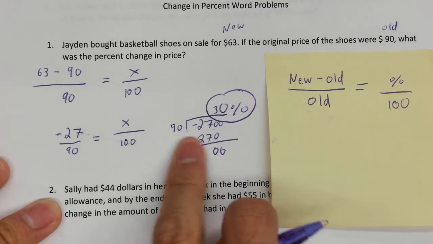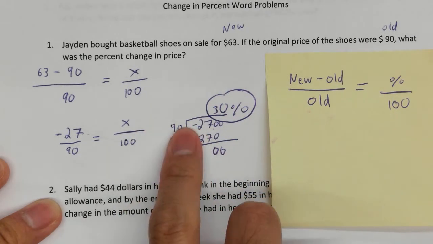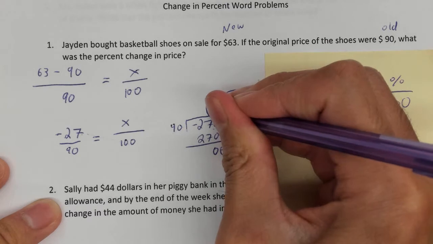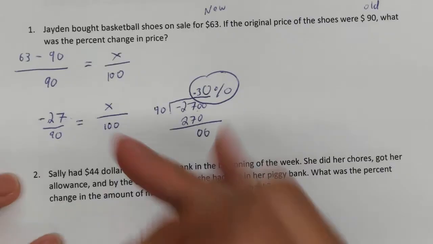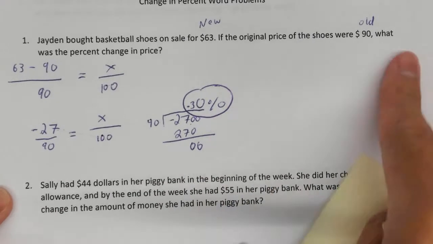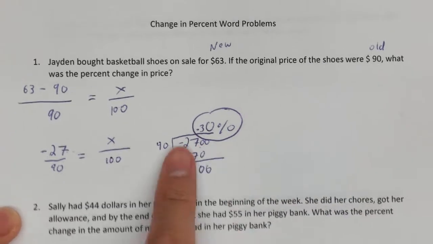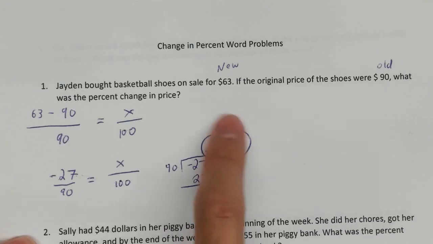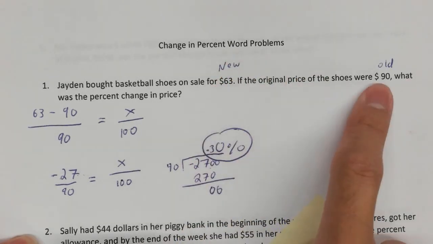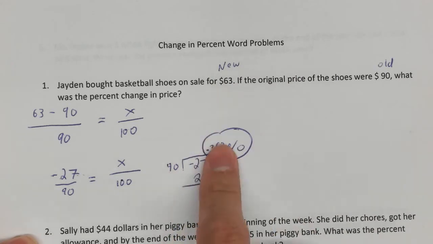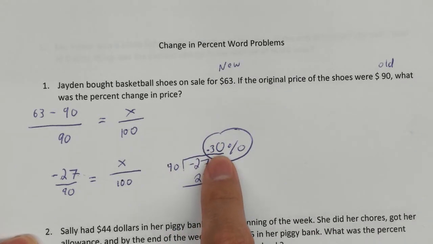Ooh! Forgot. You got that negative. You need to add that on. Negative 30%. Same thing as last week. It's just in the form of a word problem. You have to identify which one is old and which one is new. So basically what this is telling you is that when it went from $90 to $63, there was a 30% decrease in price.